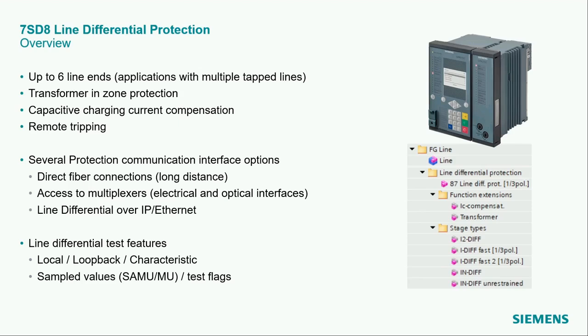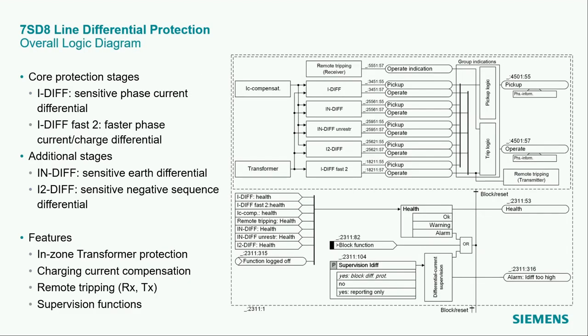On the right-hand side, you see the structure in DIGSI 5. The line differential protection is grouped inside the function group line with all its function extensions and the protection stages. The interconnection of the protection stages is shown in this logic overview. The core protection stages, which are the I-DIFF and the I-DIFF fast. The I-DIFF is more sensitive but slightly slower than the I-DIFF fast 2. For compatibility with SIPROTEC 4, we also provide the I-DIFF fast. The difference between both stages is explained a bit later.